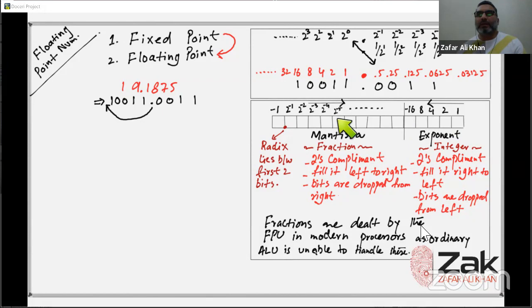All right, so we have got a number of bits allocated for floating point representation, and the whole collection is called word size. So the word size for this floating point number is, let's say, 16. Now, out of these 1, 2, 3, 4, 5, 6, 7, 8, 9, 10, 11, 12, 13, 14, 15, 16. So this is the word size.